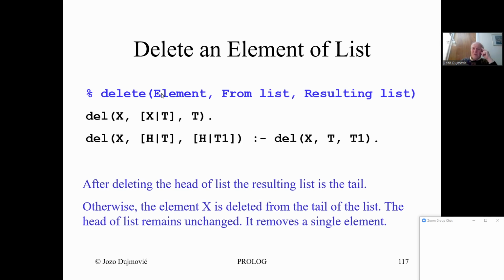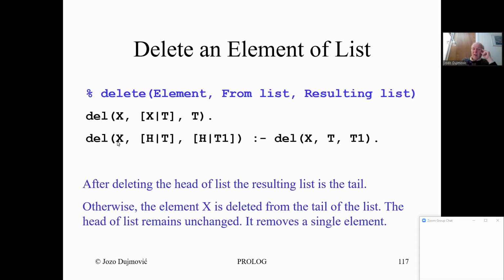So the program that deletes an element from a list and gives the resulting list works like this. First, you decompose the list into head and tail. If the element that is removed from the list is the first element, then the resulting list is the tail. You simply eliminate this head and give as a result the tail. So this is the element, this is the list, and this is the resulting list. Now, if this fails, what does that mean? That means that the element that we are removing is not the head, but is somewhere in the tail.